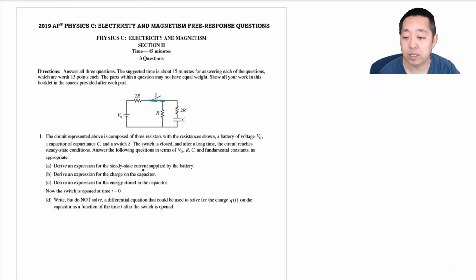Derive an expression for the steady state current supplied by the battery. Well, in steady state, the capacitor is fully charged and you think of it as open, so no current is going to flow. So this is sort of disconnected. So for A, the current is just the voltage divided by these 2 resistors in series: V0 over 3R.